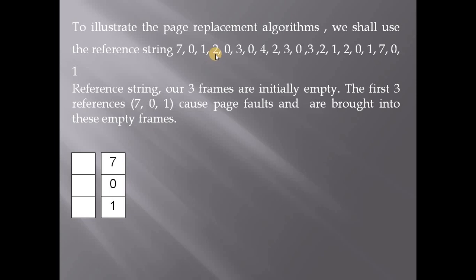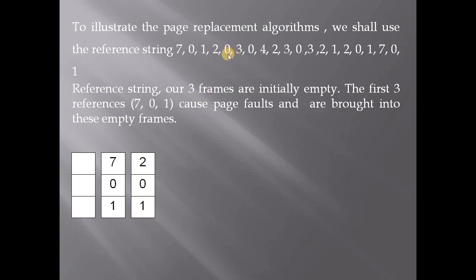Next page to be referenced is page number 2. So page number 2 we have to bring in memory, but now all the 3 frames are engaged. To bring page number 2 in memory, we have to replace one of these 3 pages. But now we are using first in first out algorithm. So among these 3, who was the first? 7 was first. So we shall replace 7 with 2. Now we are going to have 2, 0 and 1.